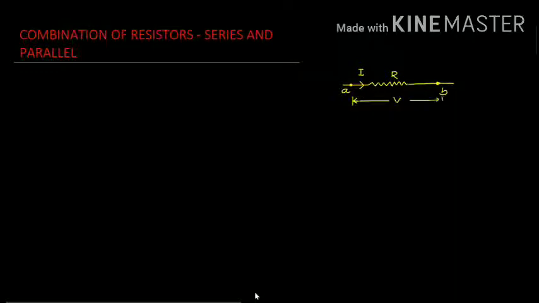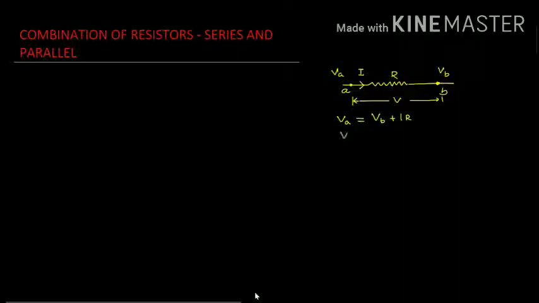V is the potential difference between A and B. Potential at A is VA and potential at B is VB. When current flows from A to B, potential IR is dropped across the resistor. A is at higher potential, B is at lower potential. So VA is equal to VB plus IR.